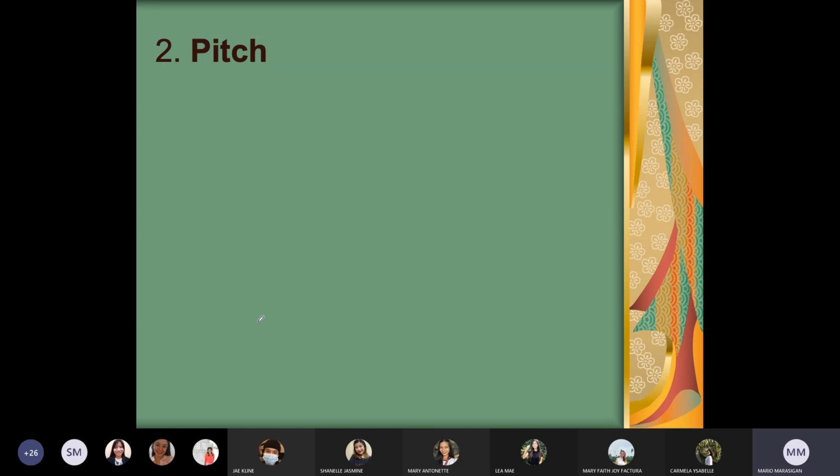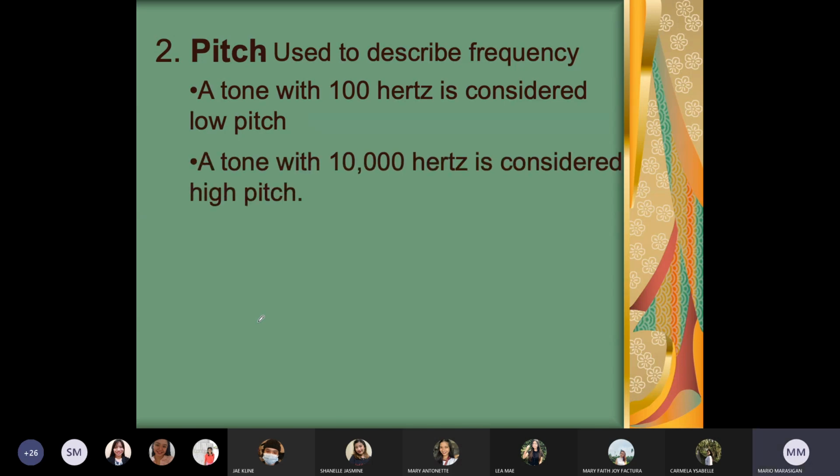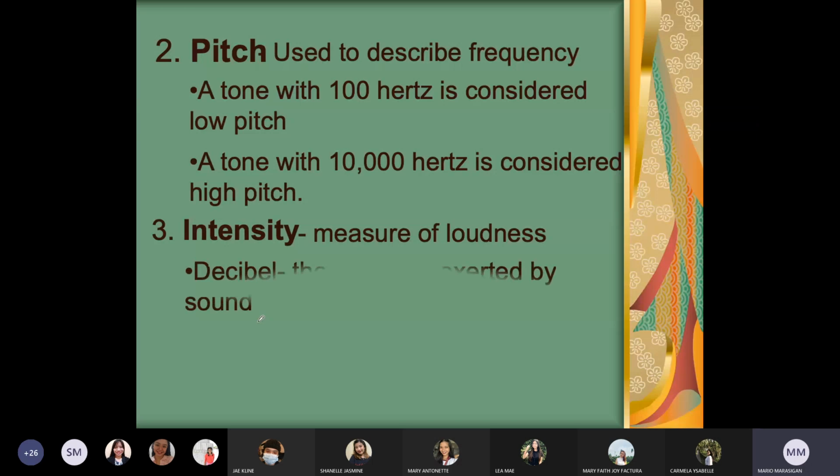Other one is the pitch. So the pitch is used to describe frequency. Okay, a tone with 100 hertz is considered low pitch, and a tone with 10,000 hertz is considered high pitch. And the third one is the intensity. Intensity, it measures the loudness. Okay, and the unit we are using is the decibel. Decibel is the pressure exerted by the sounds.